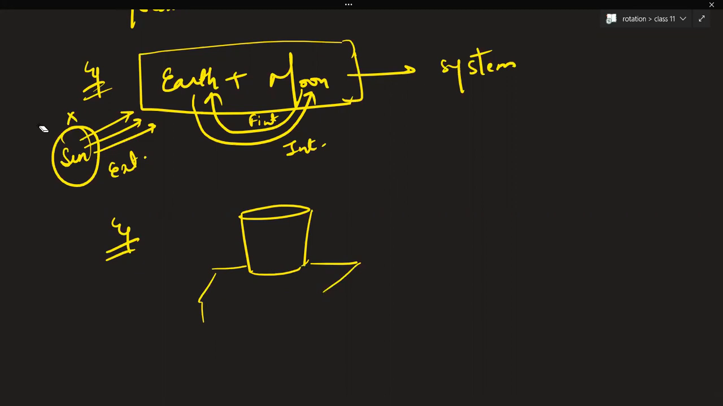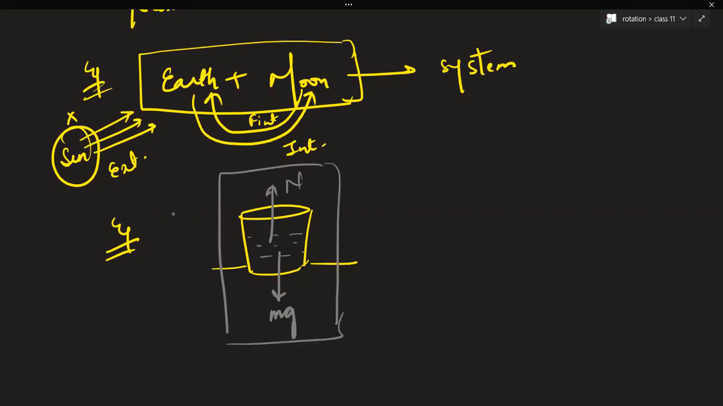According to you, if you just have a look at this, let's say certain forces are applied over here. Normal reaction is applied, weight of the glass acts. So now my glass, and let's say water is filled. So glass and water, this is my system right now. Now, does anything else apart from this disturb my system?